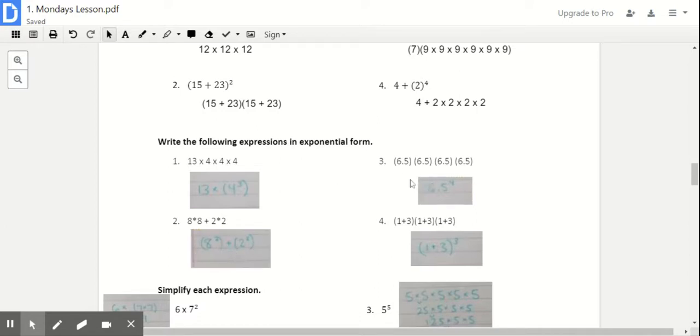Number 3, we have 6.5 multiplied to each other by 4 times. So we know that our exponent is going to be 4. So we have 6.5 to the fourth power.